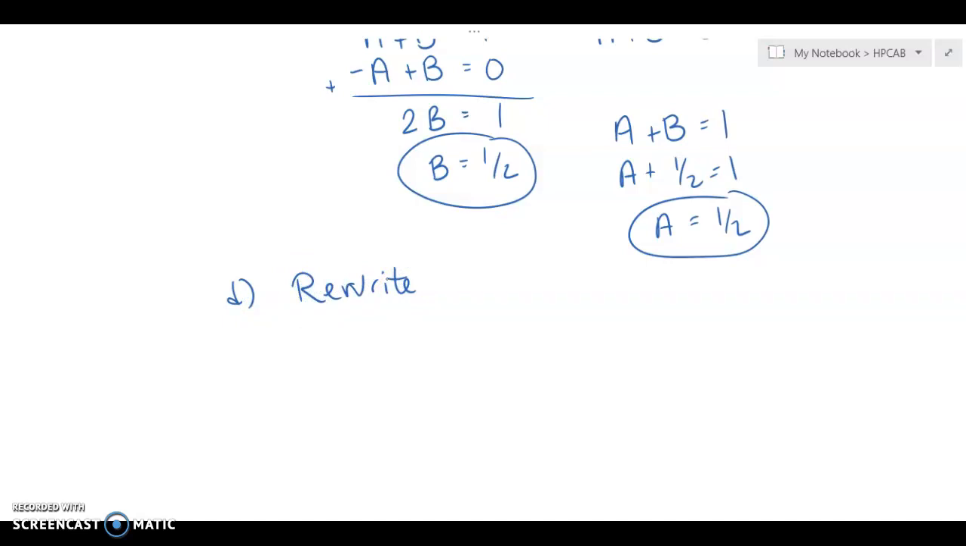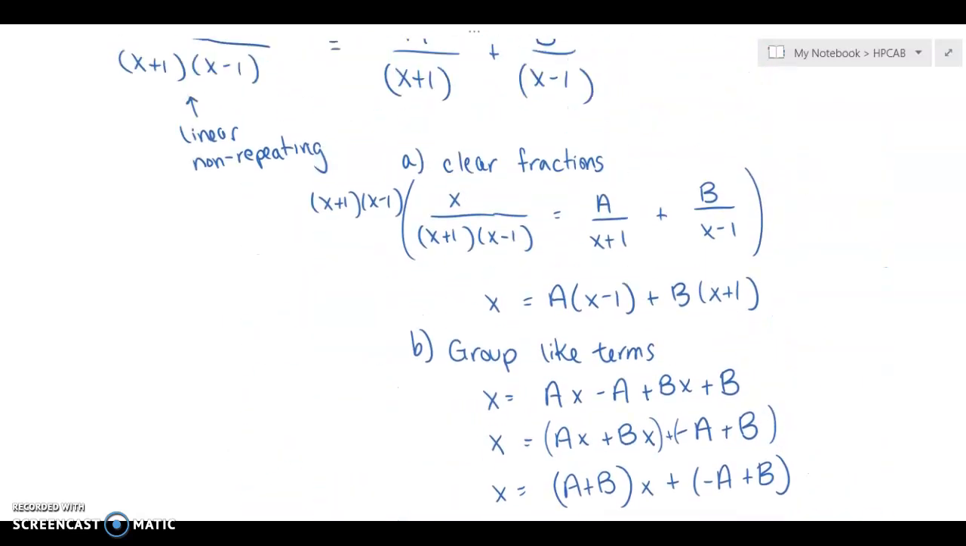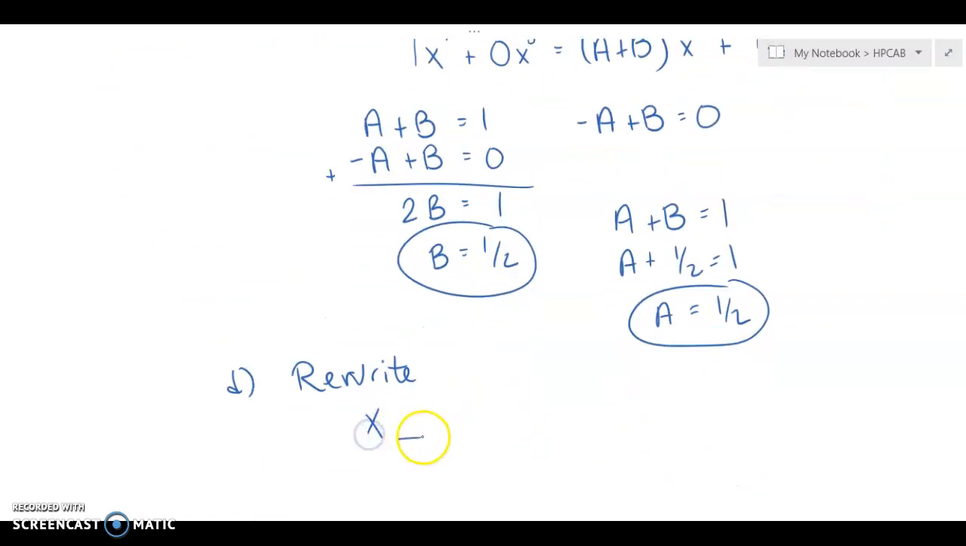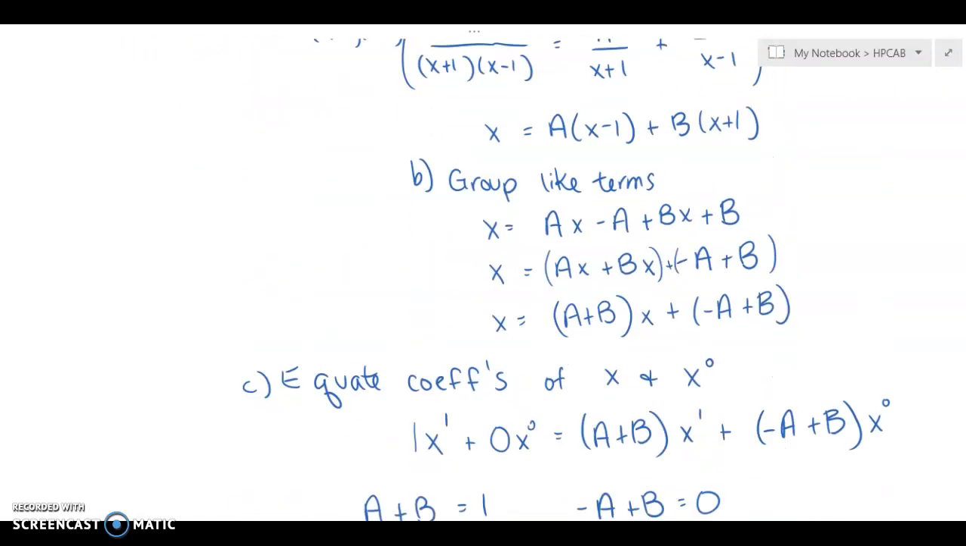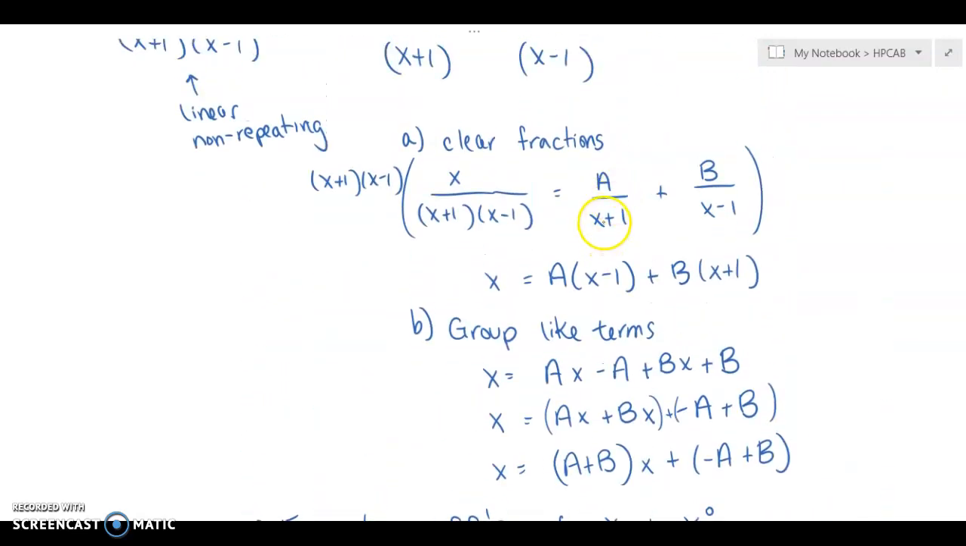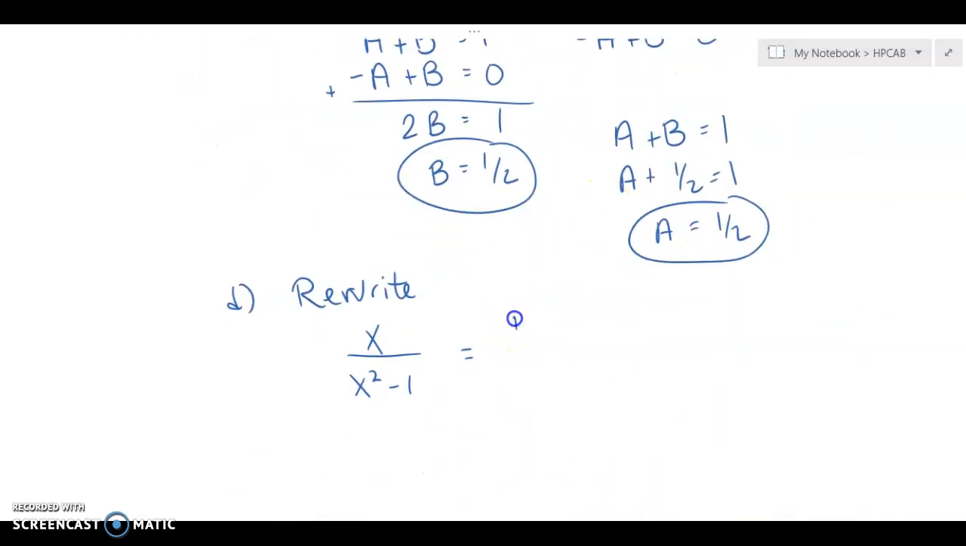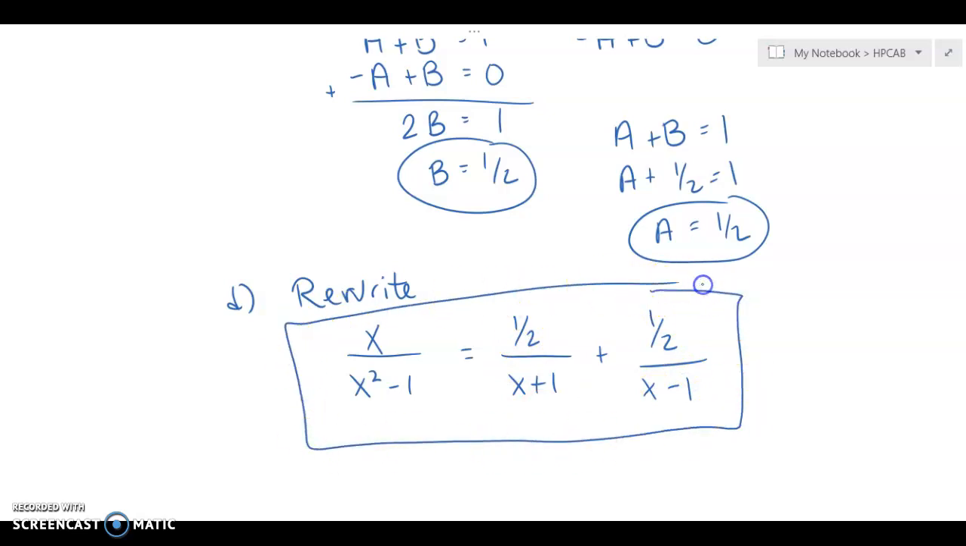Okay, so what we had started off with, way back here at the beginning, was x over x squared minus 1. So x all over x squared minus 1 equals, and then we had said, a over x plus 1 and b over x minus 1. So a, 1/2, all over x plus 1, plus b, 1/2, all over x minus 1. You don't need to do anything else. You don't need to get rid of the fractions or anything like that. That is it. That's what you're going to do.